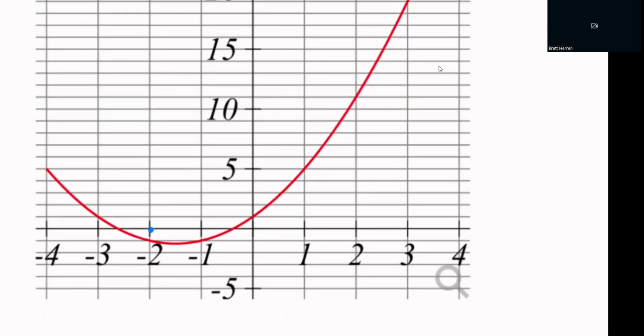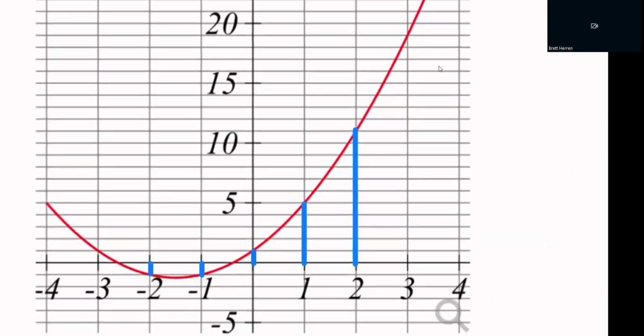So I'm going to go from the axis down, down, up, up, up. See what I did there? I went from -2 all the way to positive 3. And every time I'm going from the x-axis to the curve, whether that's up or down. Okay, that's your starting point.